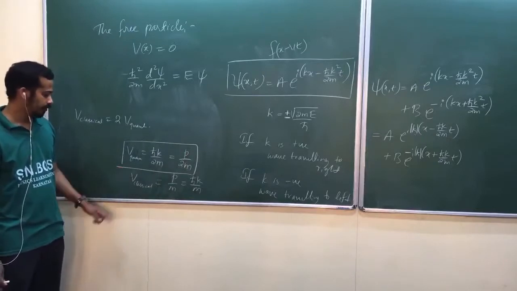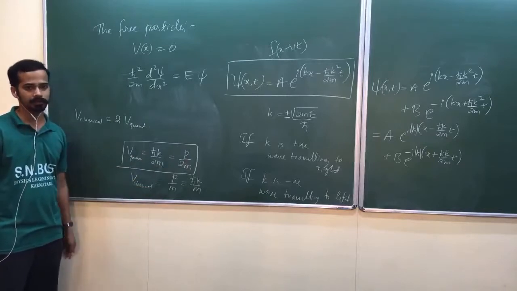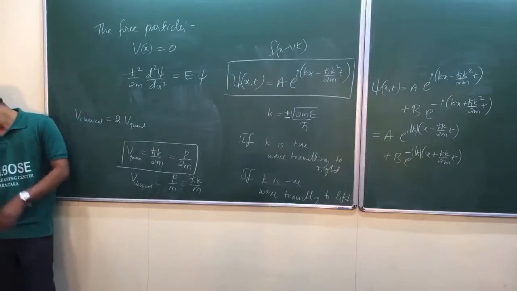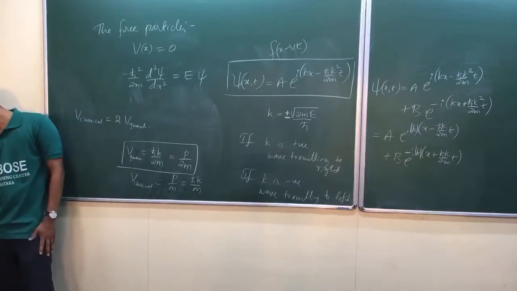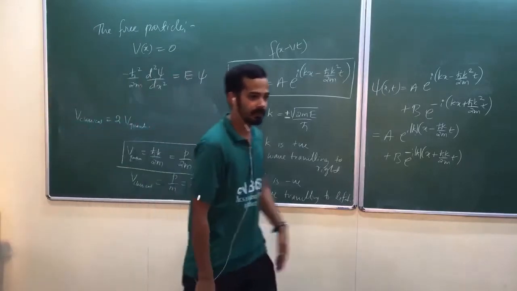Is that okay? This is the classical velocity of the particle, the actual velocity of the particle, momentum by mass, isn't it? One is twice the other, just see that. The quantum mechanical wave travels at half the speed of the particle it is supposed to represent. That's how we see it. Can you write this one?